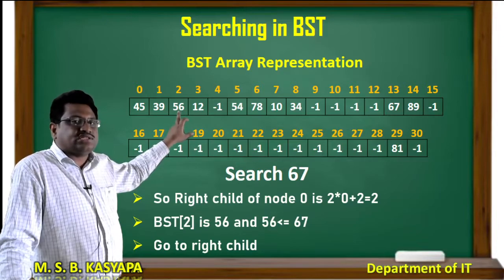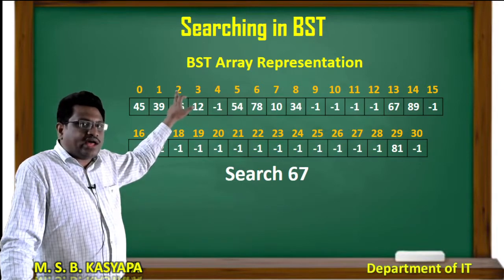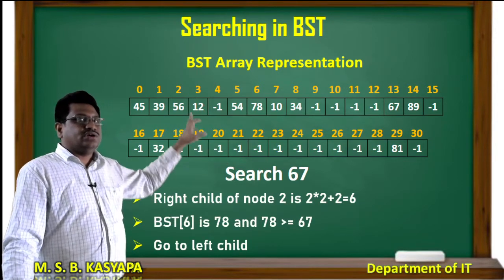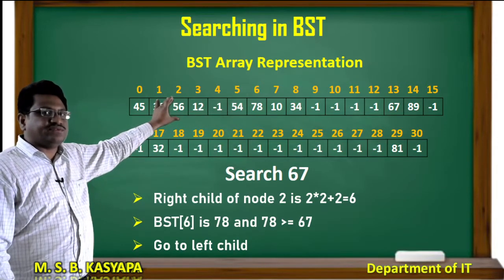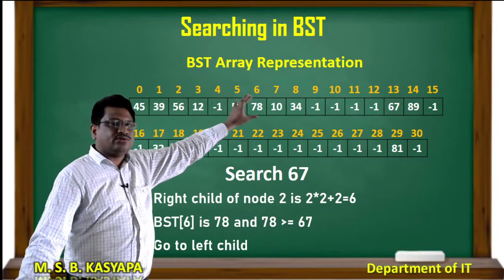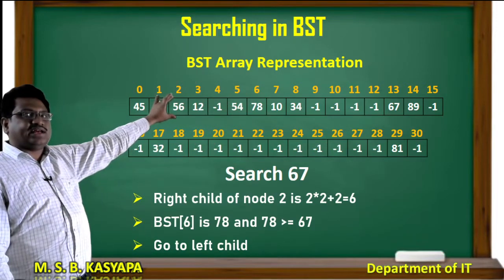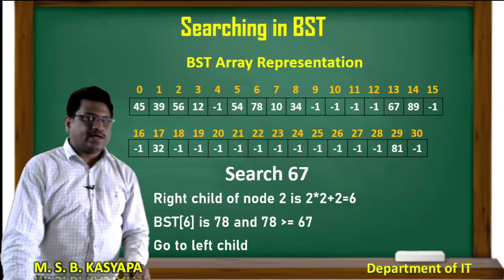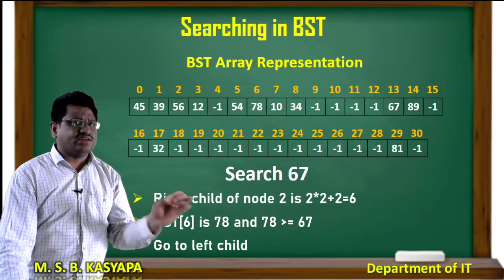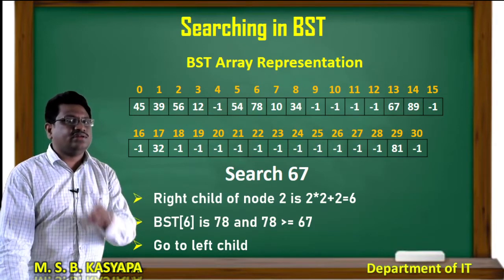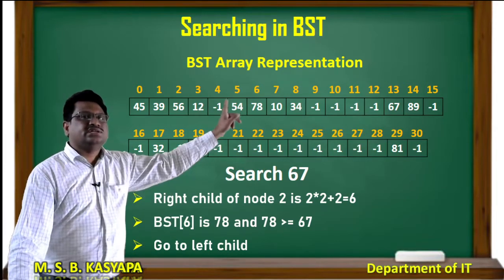If 56 has a right child, then 2 of i plus 2, where i is 2: 2i is 4, plus 2 is 6. Whatever value is available at index 6 will be the right child of 56. That is, the value at index 6 is treated as the right child of the node at index 2. Okay. Now the same process: index 6 has a value of 78. 78 is not equal to 67, but 67 is less than 78.